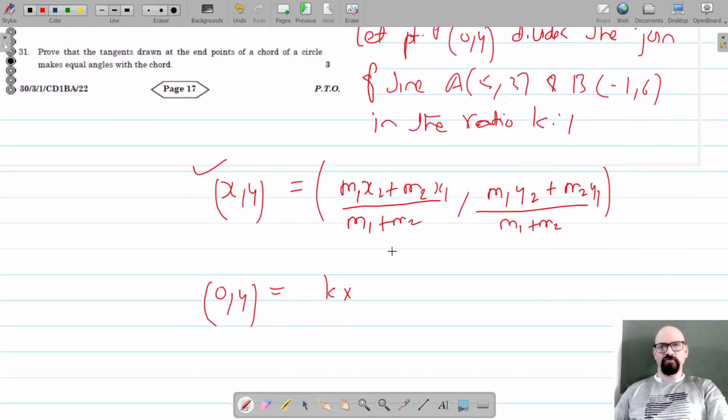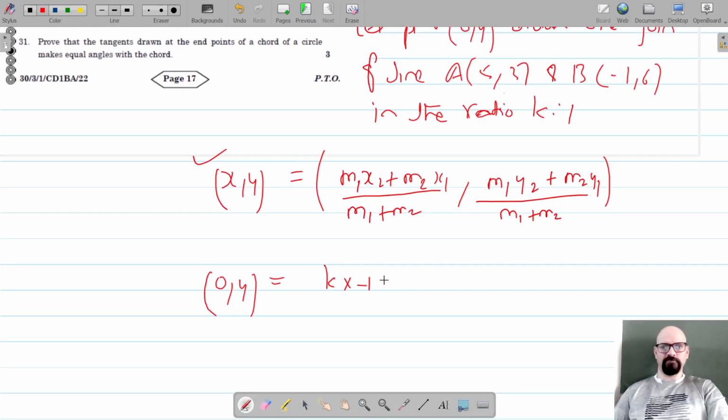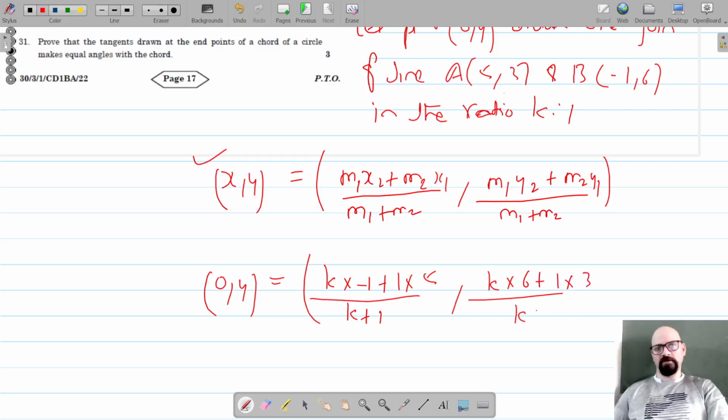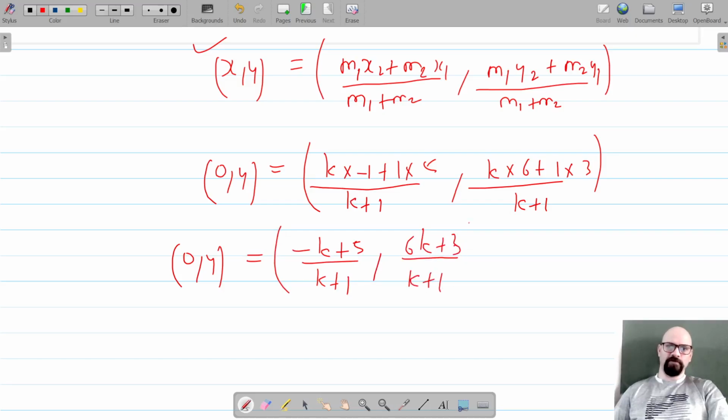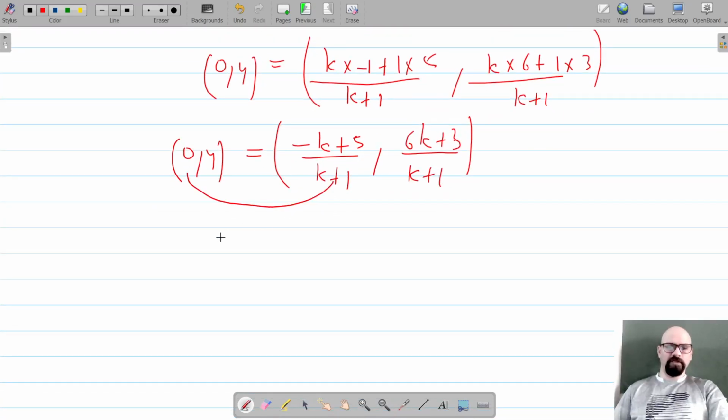Now let's put in the values. M1 is k, x2 is minus 1, m2 is 1, x1 is 5, upon k plus 1. M1 is k, y2 is 6, m2 is 1, y1 is 3, upon k plus 1. Further simplification gives 0 comma y is equal to minus k plus 5 upon k plus 1, comma, 6k plus 3 upon k plus 1. Now if we equate this, we get minus k plus 5 is equal to 0. So minus k is equal to negative 5 and k is equal to 5.